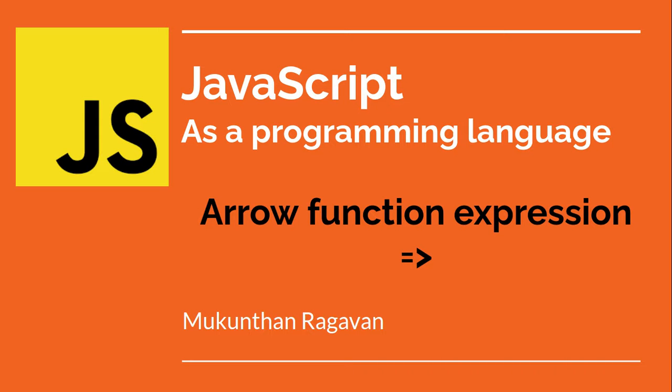In today's video we are going to see arrow function expression. In the previous video we have seen how to create the function expression. This is another way of creating the function expression, but it will be very compact and concise code, which will be using the arrow operator. An arrow operator is nothing but the equal symbol and the angle bracket as shown in the figure.